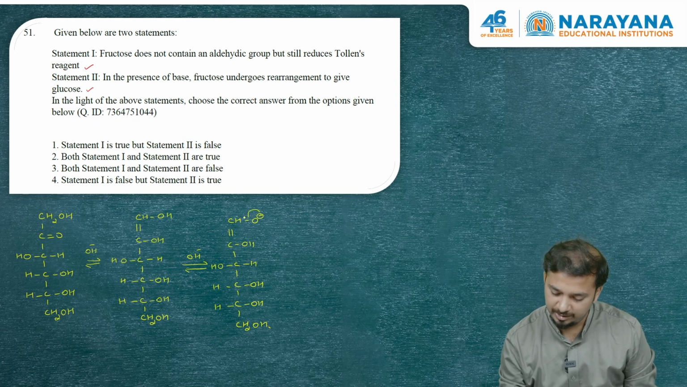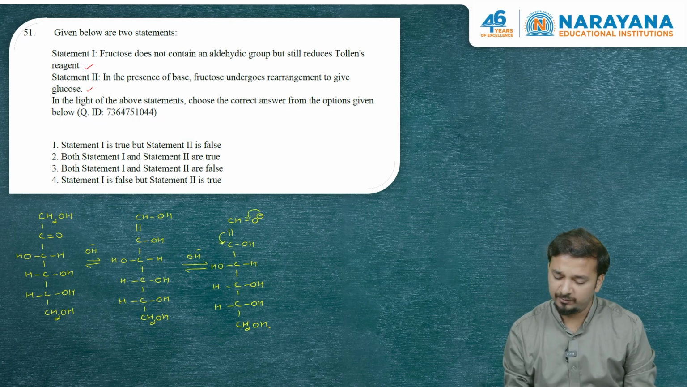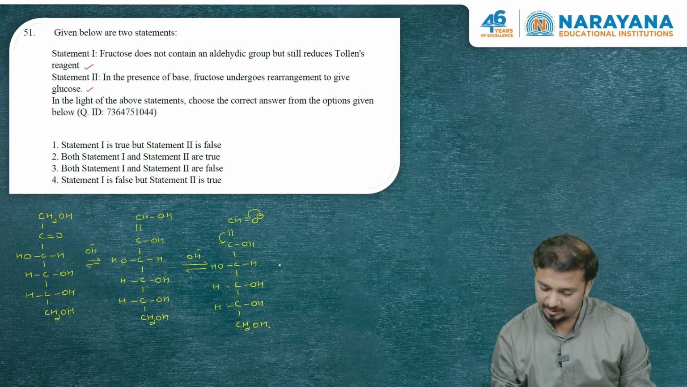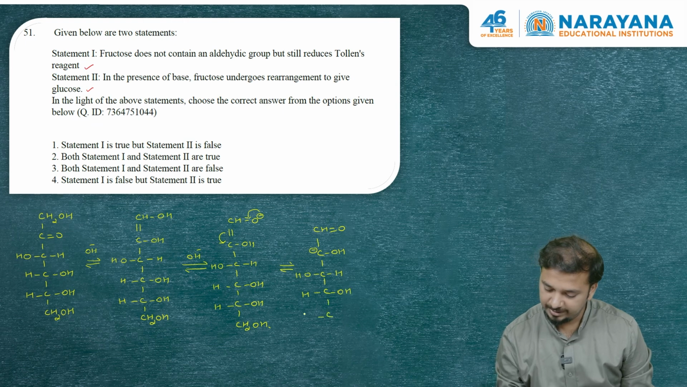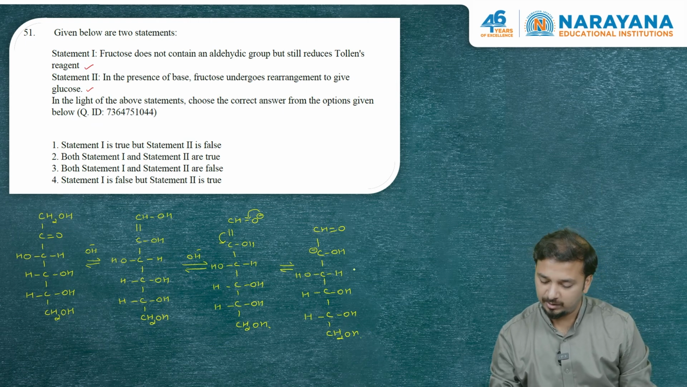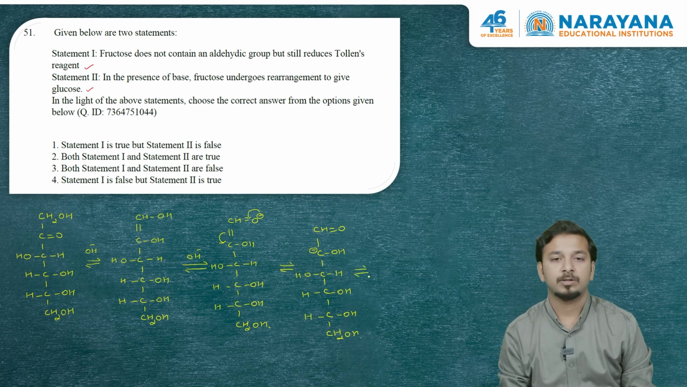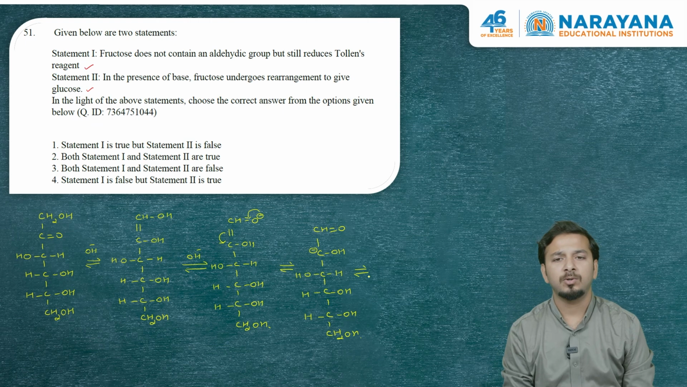After this it will rearrange and the negative charge will come to carbon. So it will be converted to CH double bond O, single bond C, OH with negative sign, C, H, OH, C, H, OH, C, H, OH and CH2OH. And after that, in the presence of a base and water, it will be converted to glucose and mannose.